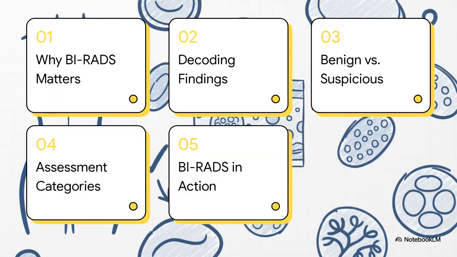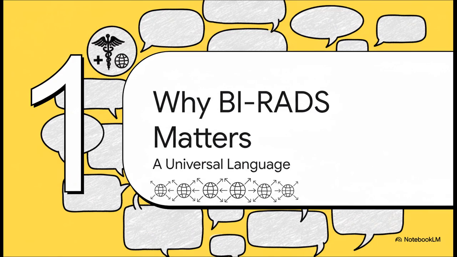All right, so here's our game plan for today. We're going to start with why BI-RADS even matters in the first place. Then we'll get into the fun stuff, decoding what radiologists are actually looking for. We'll figure out how to spot the difference between benign and suspicious signs. We'll go through the all-important scoring system, and then we'll put it all together in a real-world example. So first things first, why does BI-RADS matter? Well, it all comes down to the need for a universal language in medicine.